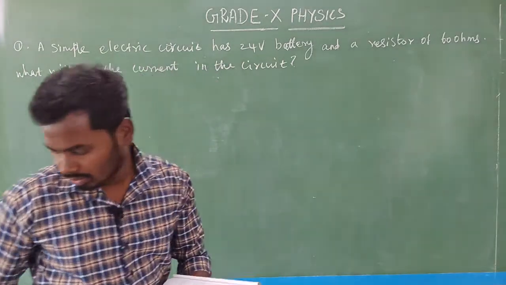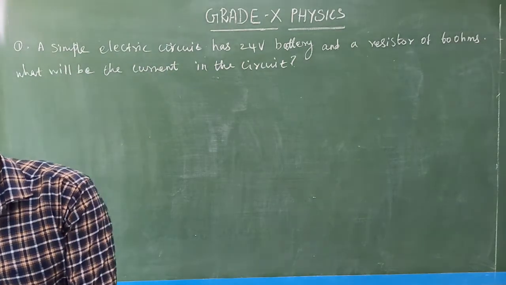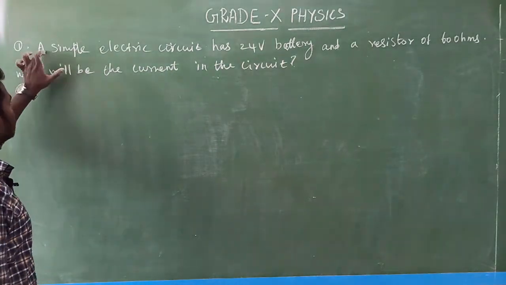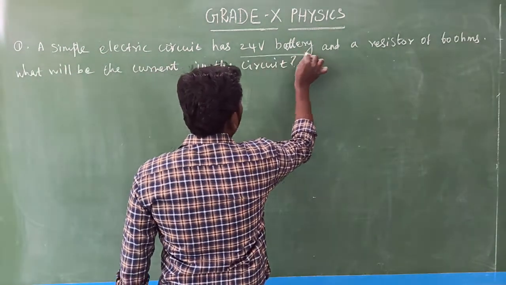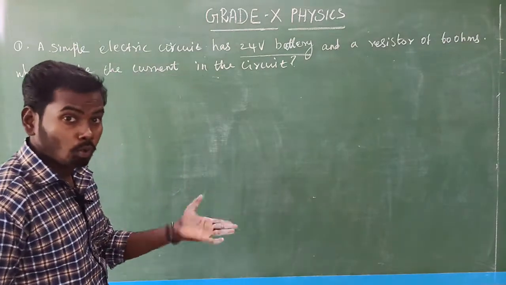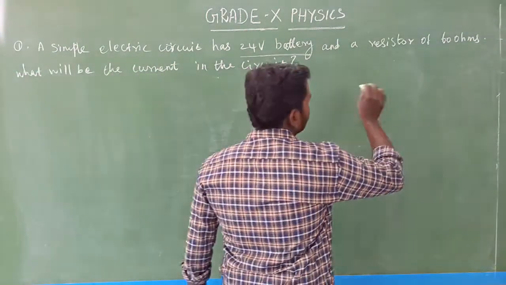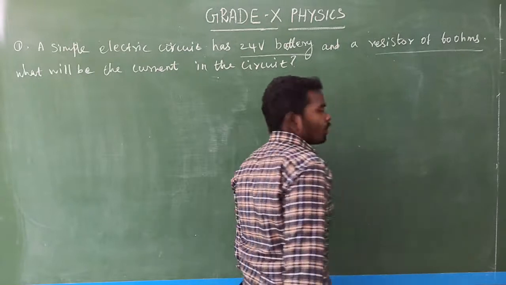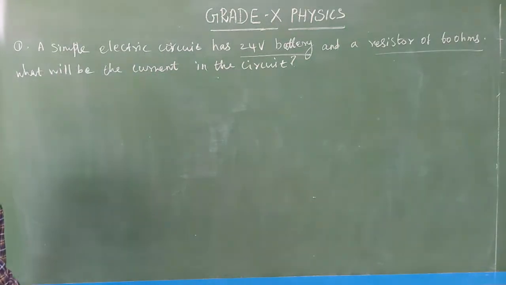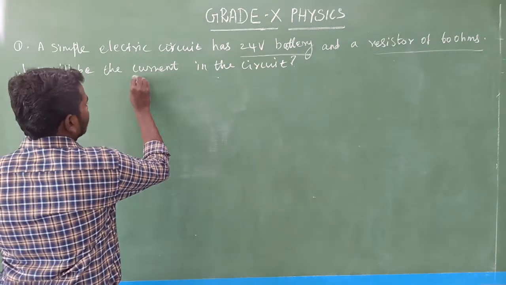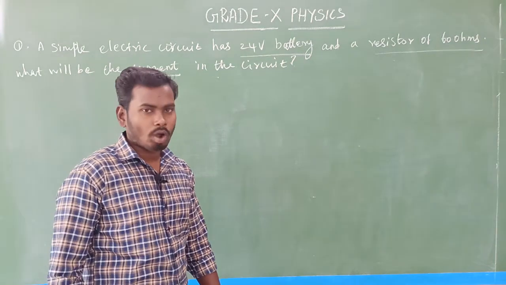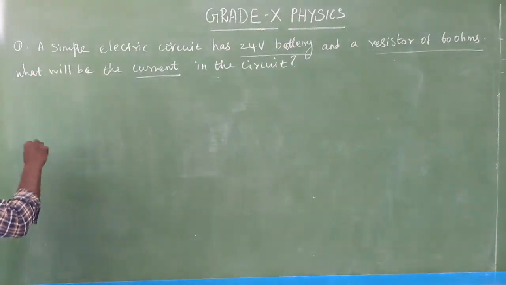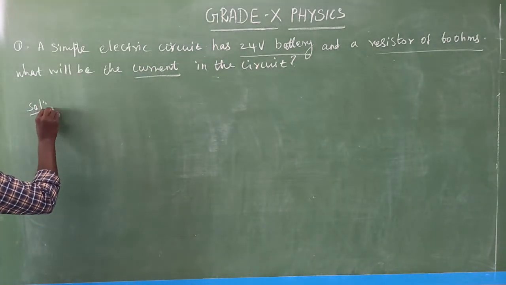This is the question. This simple electric circuit has a 24-volt battery and a resistor of 60 ohms. What will be the current in the circuit? So we need to calculate what quantity? The current. Is it clear? Let's get started. Solution.